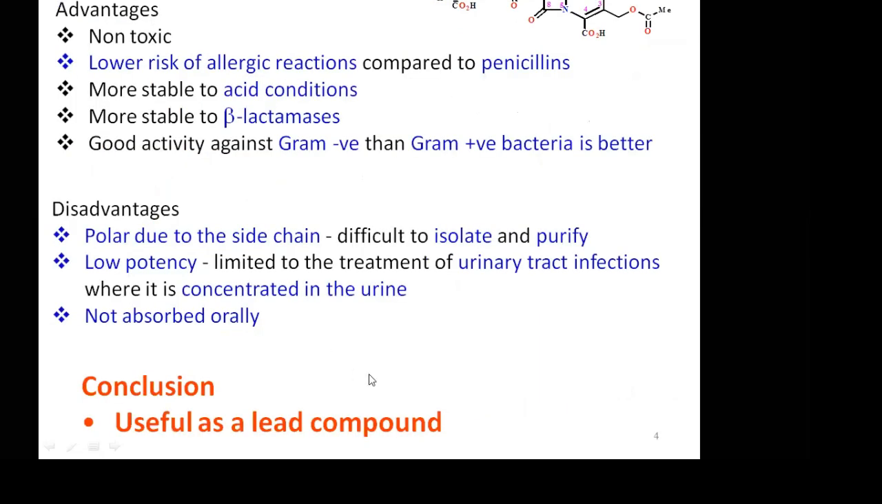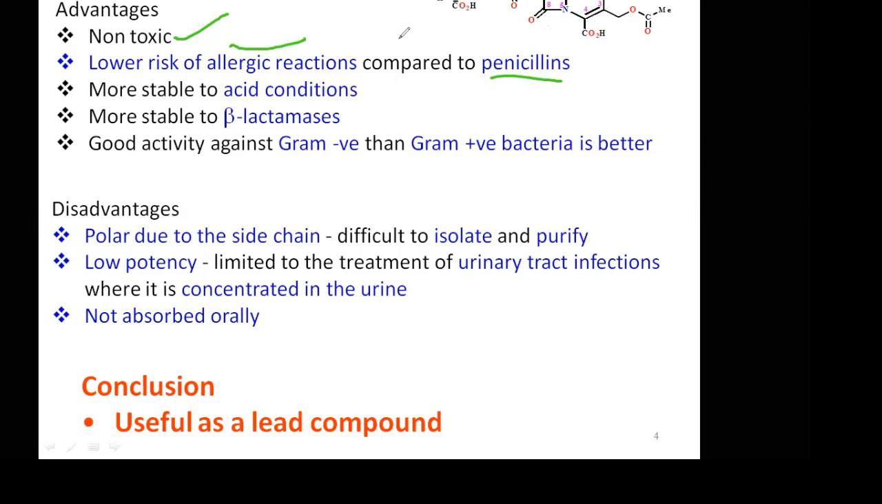Here, advantages: non-toxic drugs, less allergic reactions compared to penicillin. One advantage is that they are less allergic. For some patients penicillins may not be suitable, as they cause anaphylactic shock, even death, which can be fatal to patients. In that condition, for patients who are susceptible or allergic to penicillin, the next preference of drugs is cephalosporins.